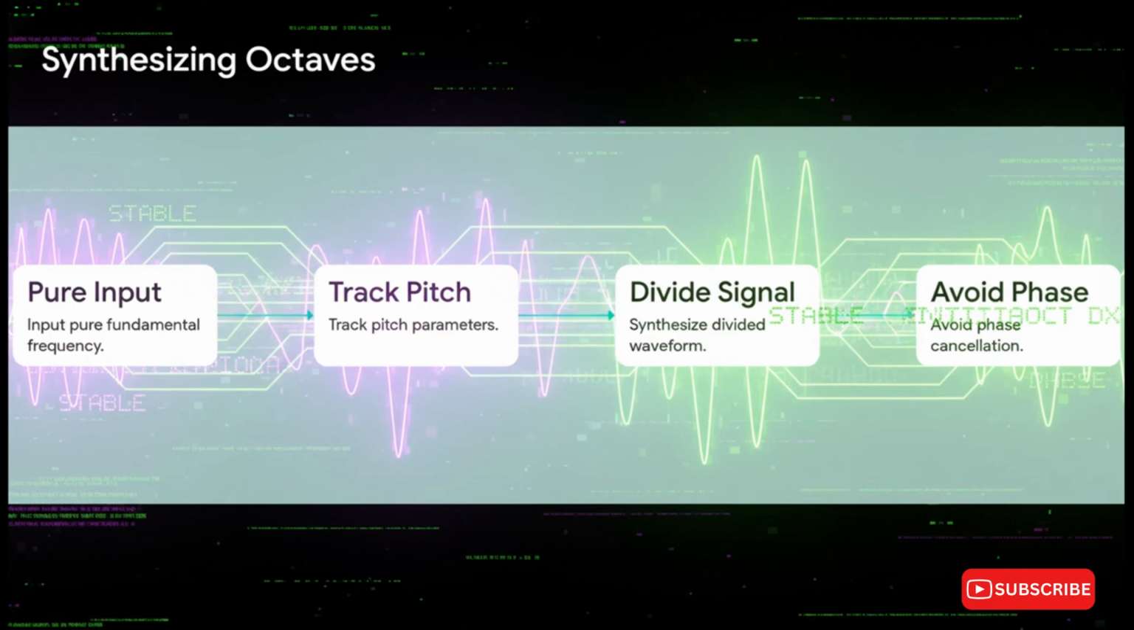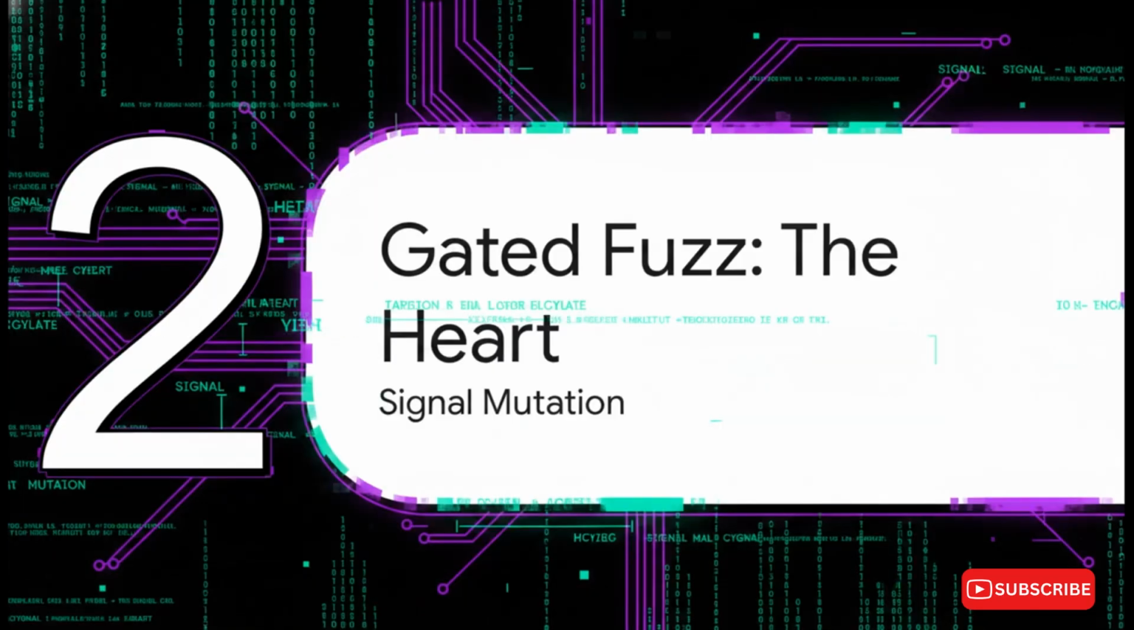Why? Because to stabilize the signal and accurately track the pitch parameters, the octave circuit demands a pure, uncorrupted fundamental frequency. If you feed it dirt, distortion, or modulation first, you introduce complex harmonics and phase cancellation. The flip-flop circuit is going to panic, resulting in glitchy, messy, unstable tracking. We must stabilize the foundation first, before the waveform gets mutilated. Part 2. Gated fuzz, the heart.